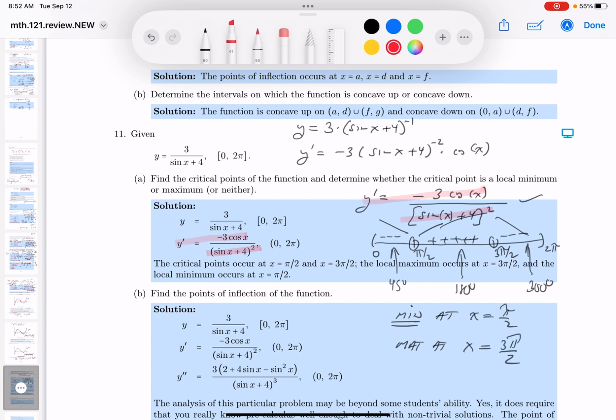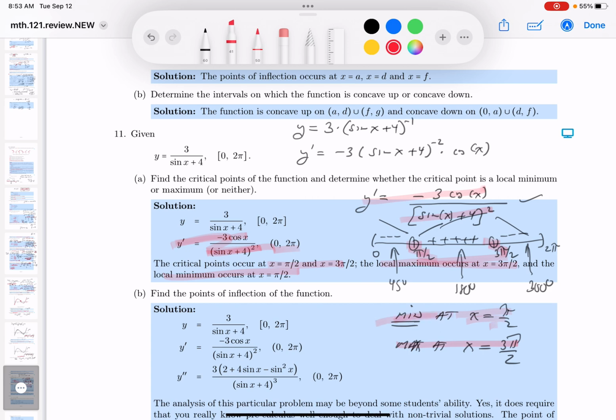Let's just look at the key. And again, we already checked the derivative. The critical values, we got those listed over here. Relatively simple. Local maximum. I spelled max wrong. Local maximum at 3 pi over 2. And a local minimum at pi over 2. So we're off to a good start.